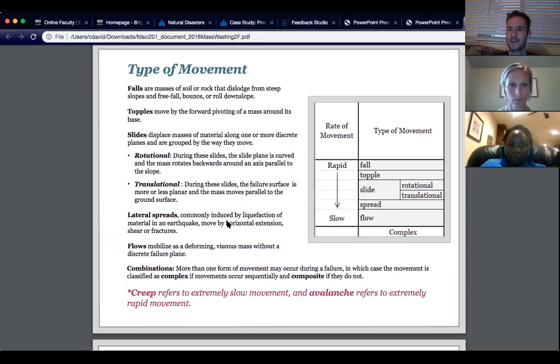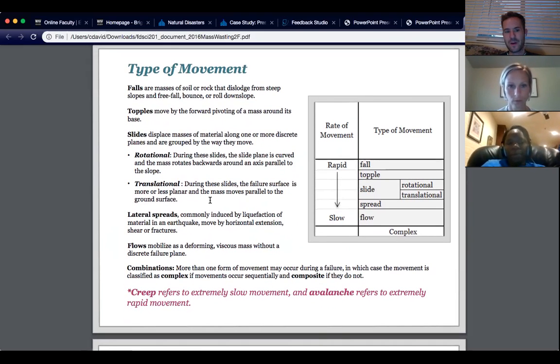So this slide's a good one. It talks about the different types of mass movement. You've got falls, topples, slides, and then what are called lateral spreads, flows, and combinations. You won't really talk about lateral spreads.